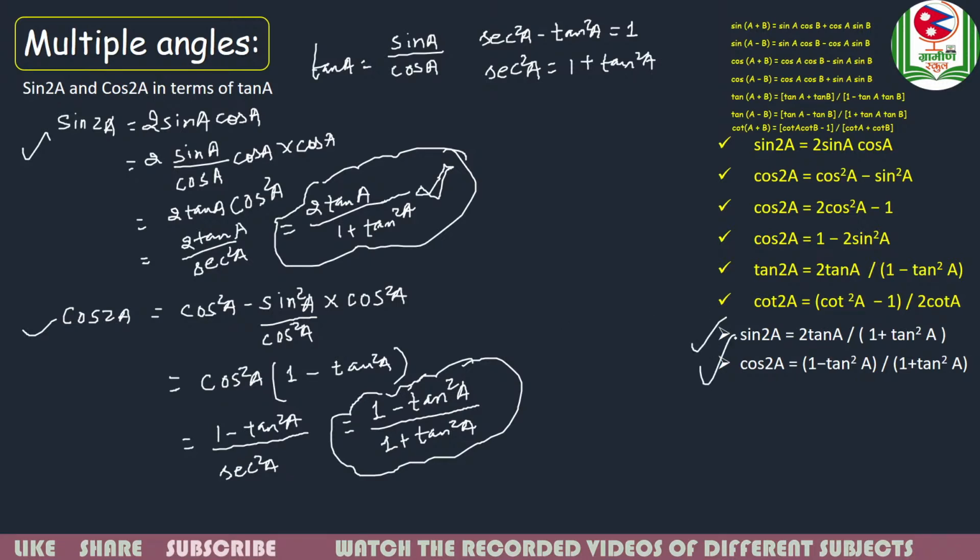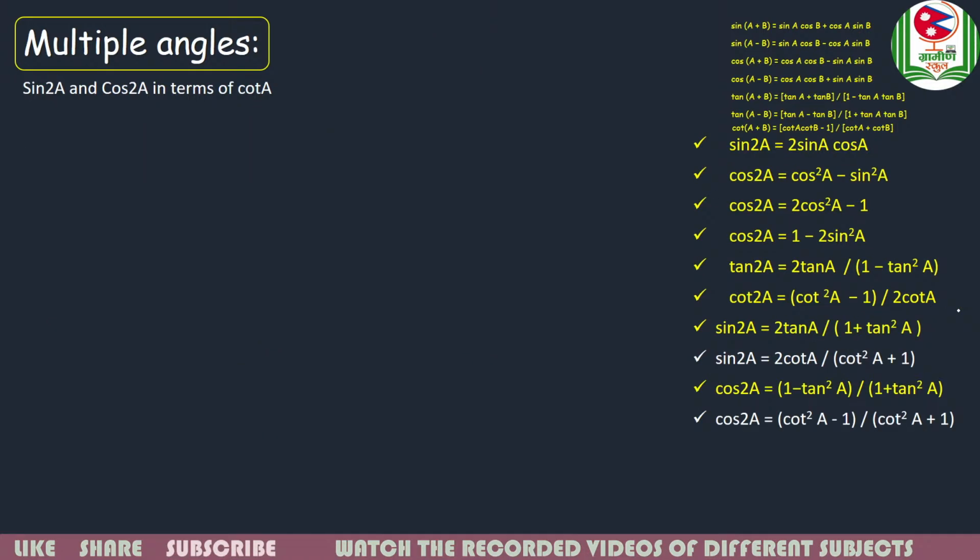So we have also verified these two identities. And now let's move ahead. Now again we will express this sin 2A and cos 2A in terms of cot A. So how to express this cos 2A and sin 2A in terms of cot?